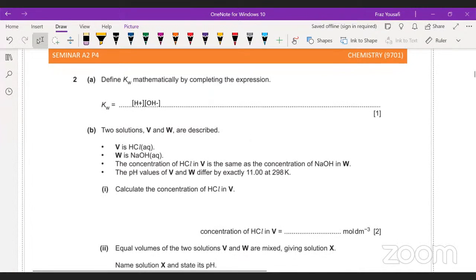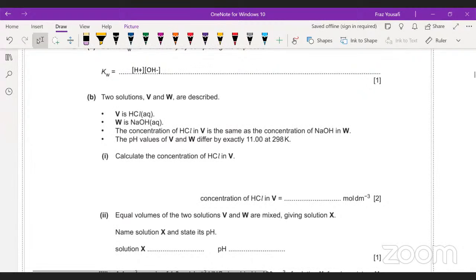It says two solutions, V and W, are described. V is hydrochloric acid, HCl, a strong acid. W is sodium hydroxide, a strong base. The concentration of hydrochloric acid in V is the same as the concentration of sodium hydroxide in W, meaning the amounts are exactly equivalent in terms of their moles per unit volume. And the pH values of V and W differ by exactly 11 at 298 Kelvin. Given this information, they want us to calculate the concentration of HCl in V.